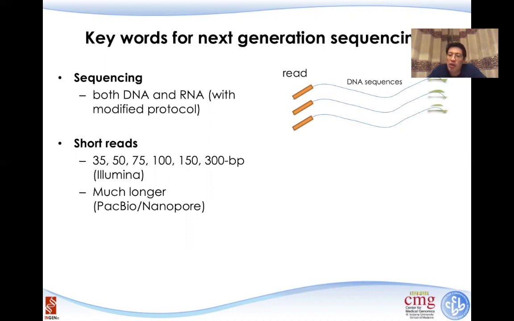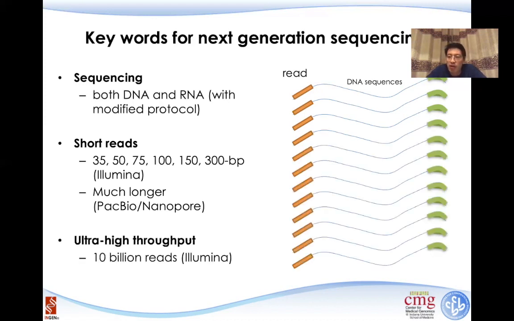And sometimes we got a sequence, we can sequence both two ends of it. In this case, we call it either paired end or mate pairs, depends on the protocols to be used. I have to mention that some of the sequencers, especially the third generation sequencing, are not short read technology. Some of them can be very long, including PacBio and the nanopore technologies.